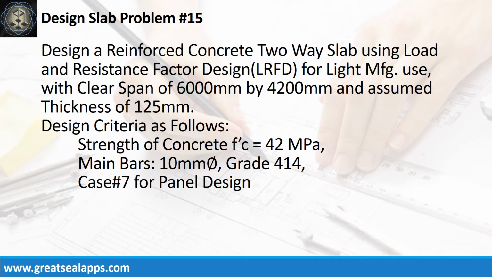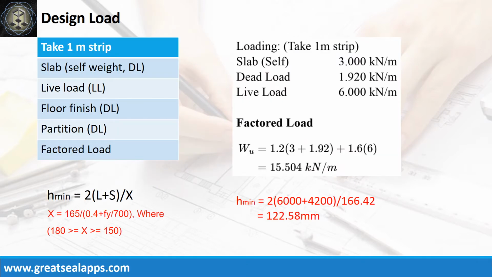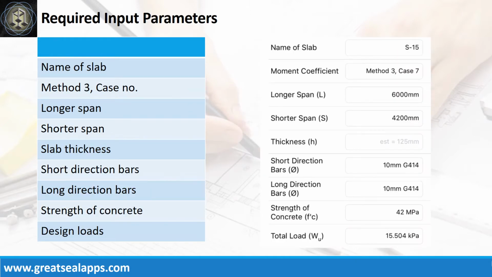Design criteria as follows: strength of concrete 42 MPa, main bars 10 mm bar grade 414, case number 7 for panel design. The uniform load for 125 mm thick slab is 3 kN per meter. A light manufacturing live load is 6 kN per meter. Other dead load like floor finish and partition is 1.92 kN per meter, for a factored load of 15.504 kN per meter. Enumerate input parameters required.